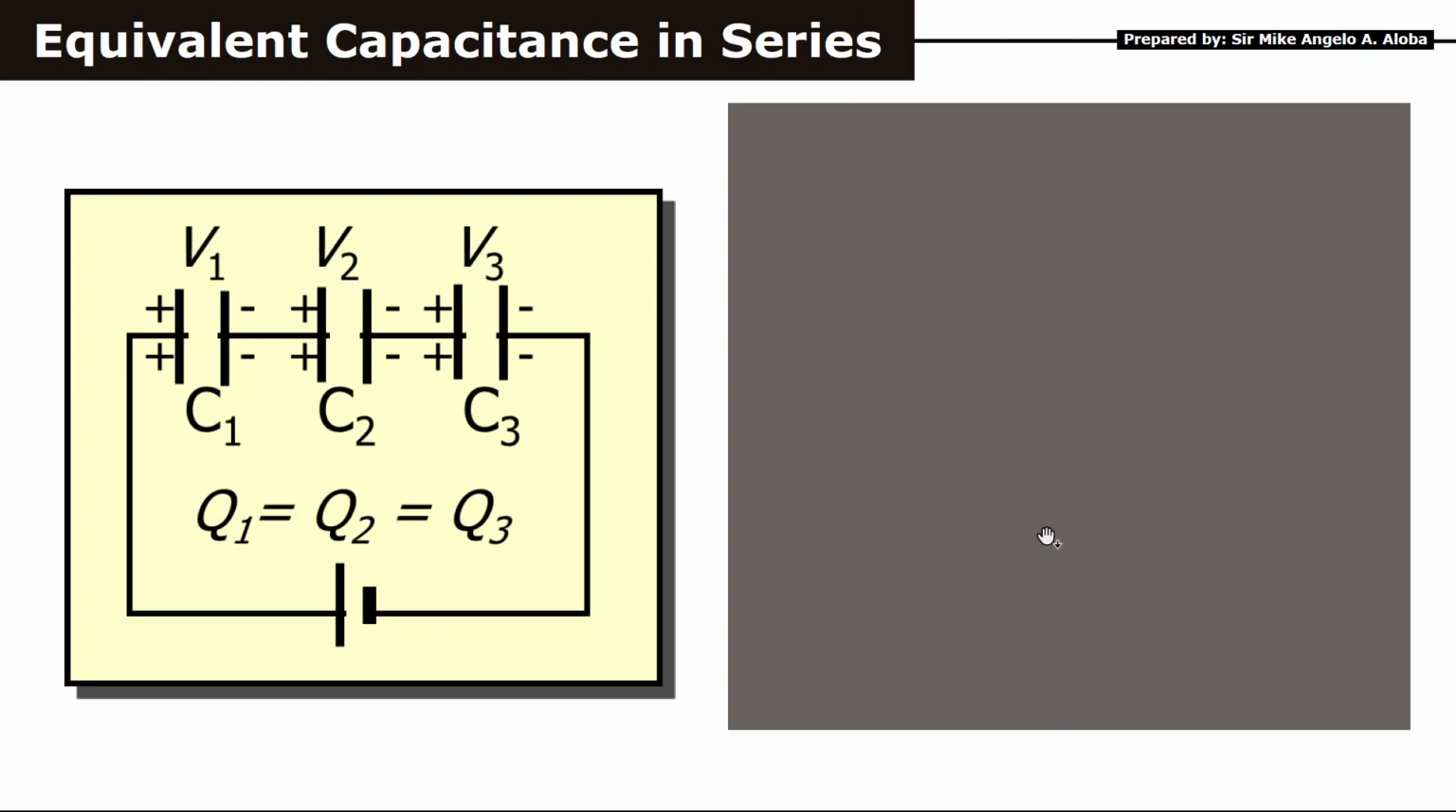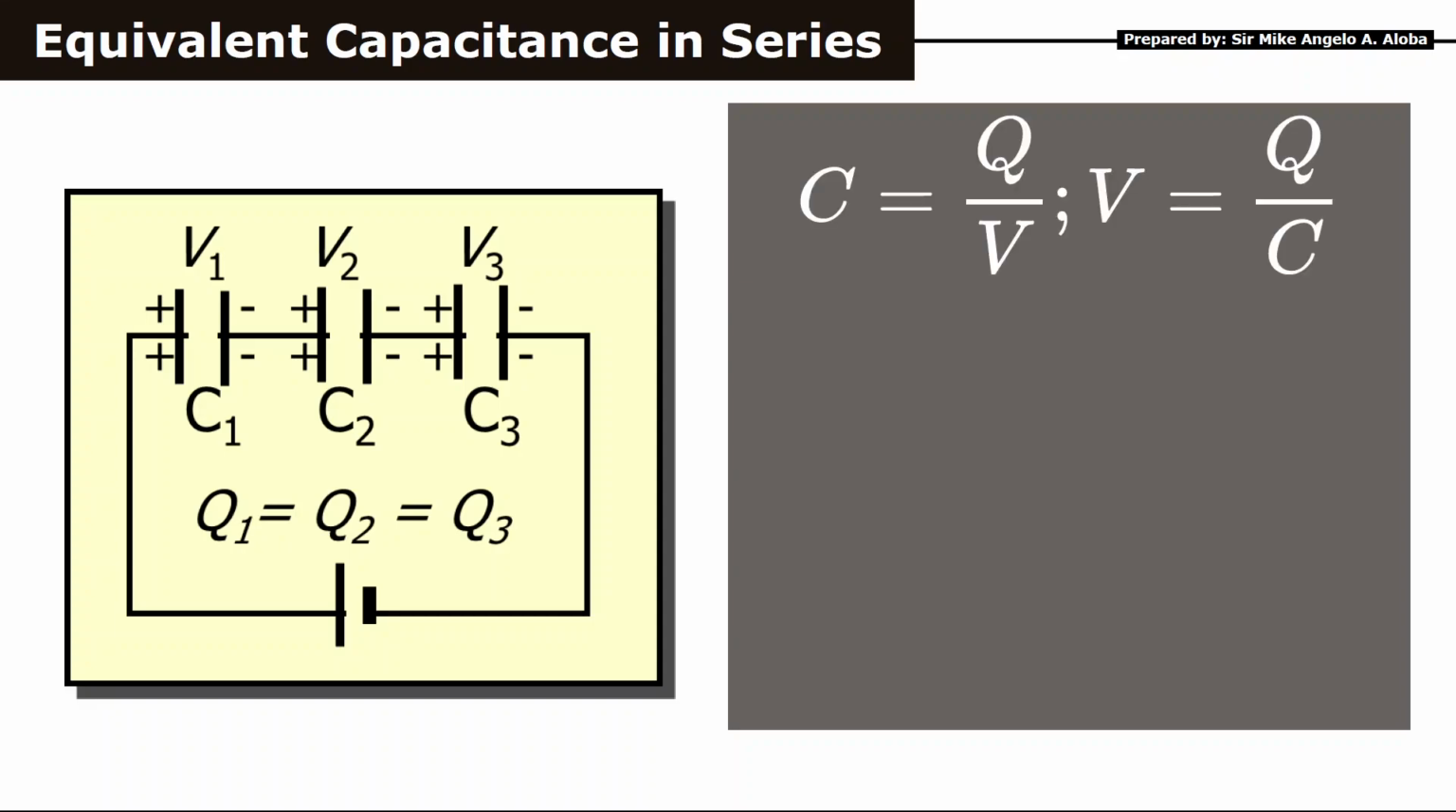So let's calculate the equivalent capacitance in a series circuit. Remember, the general formula for capacitance is charge per unit of voltage. Isolating V from this equation, you get voltage is equal to charge per capacitance. And remember that the voltages in a series connection just add, right? So the total voltage is the sum of V1 plus V2 plus V3.